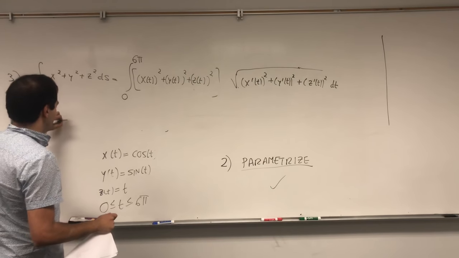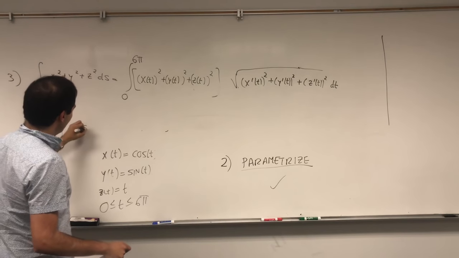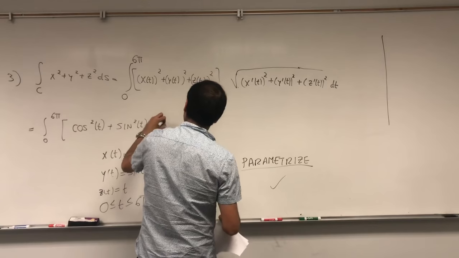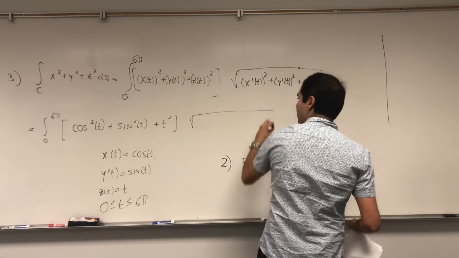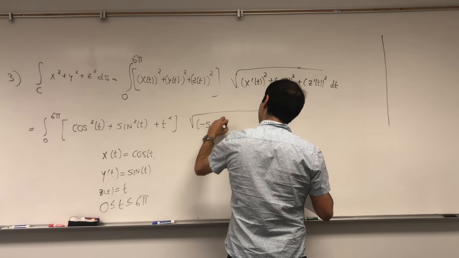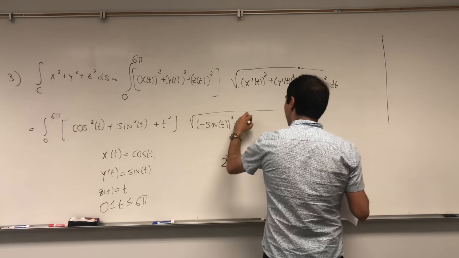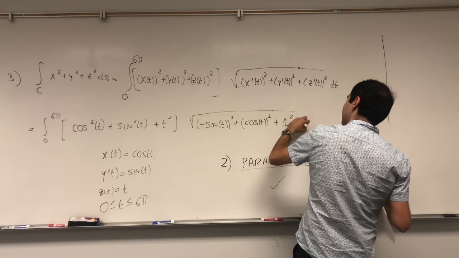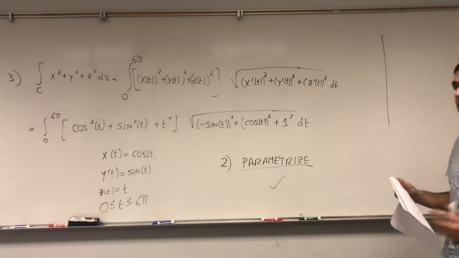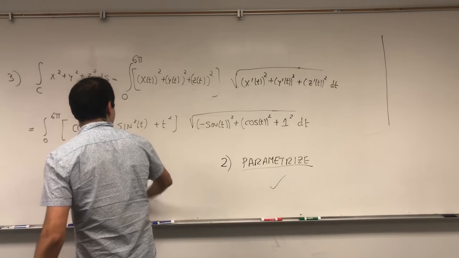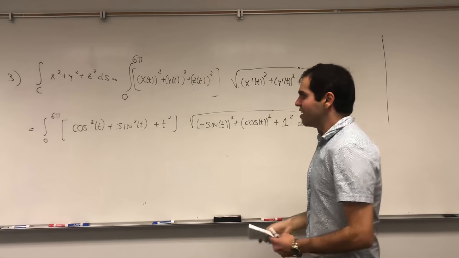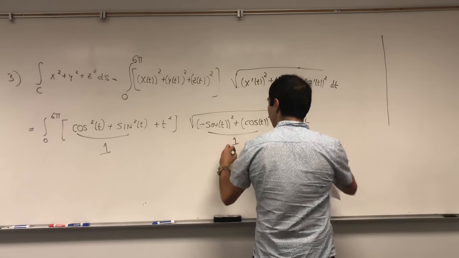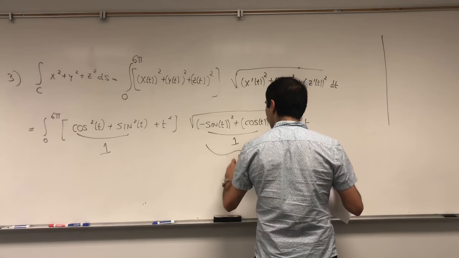And so what we get is the integral from 0 to 6 pi of cosine squared t plus y squared, which is sine squared of t, plus z squared, which is t squared, times the square root of the derivative of x squared, so minus sine of t squared, plus the derivative of y, so cosine of t squared, plus the derivative of z squared, so 1 squared, dt. And notice all this simplifies very beautifully. Namely, cosine squared plus sine squared, that's just 1. And sine squared plus cosine squared, that's 1. If you add 1, it becomes 2. So we're just doing square root of that.